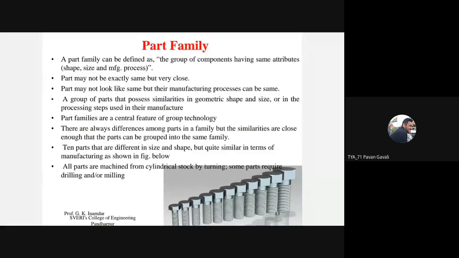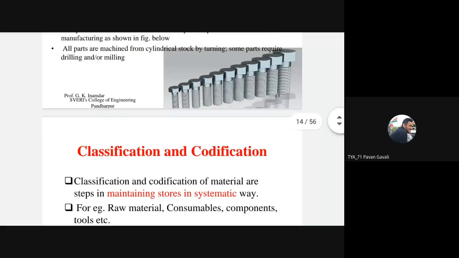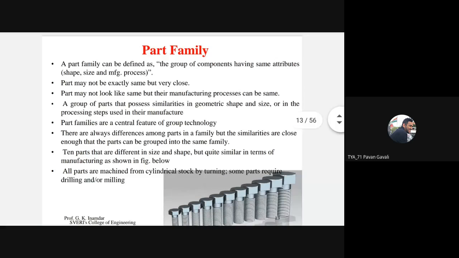Now see the next point. The 10 parts are different in size and shape, but quite similar in terms of manufacturing, as shown in the figure. All parts are machined from cylindrical stock by turning operation. Some parts require drilling and milling. According to the manufacturing process, we can divide these parts into part families. Now the part family concept is over.